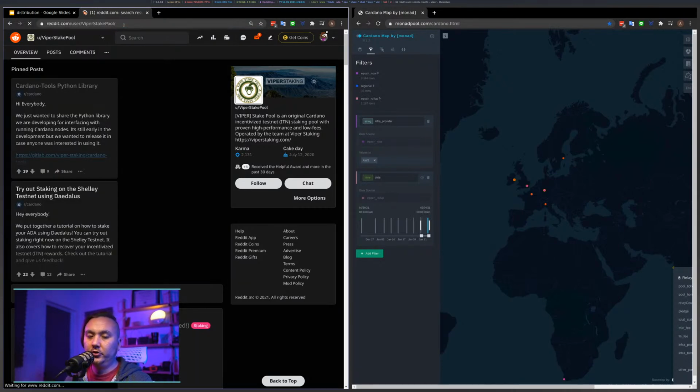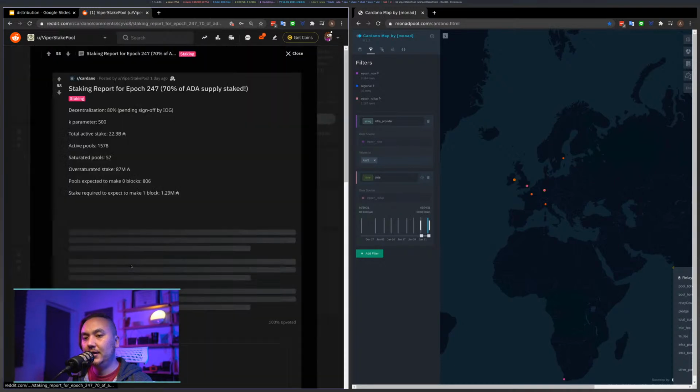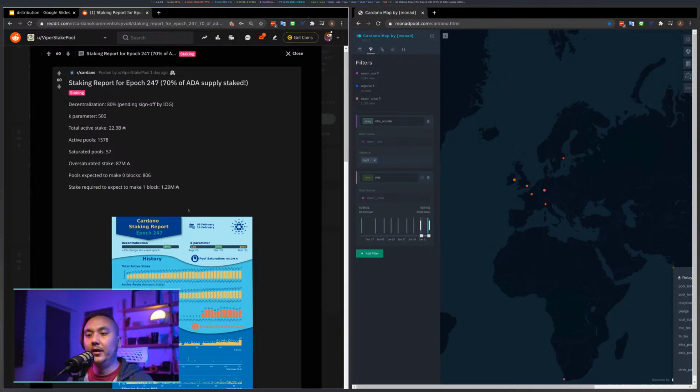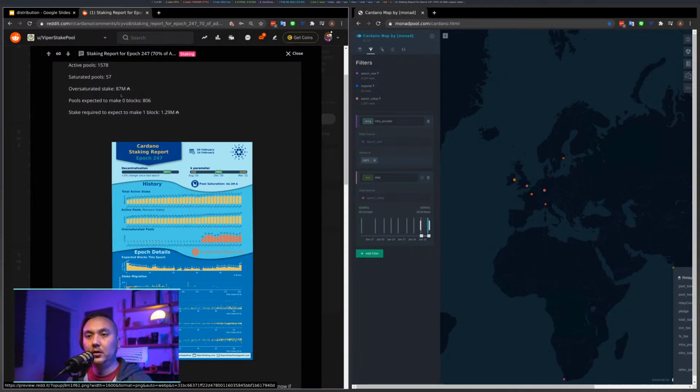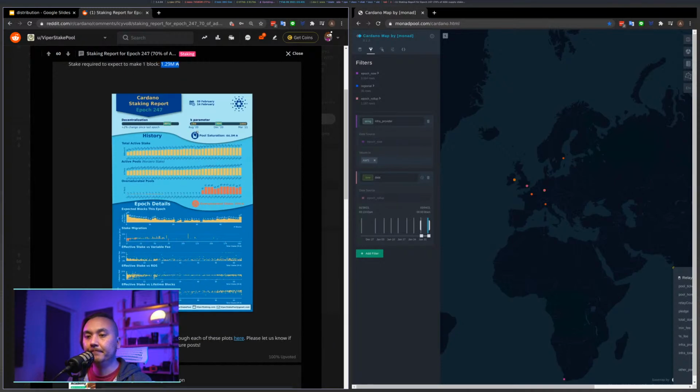K parameter won't change that. K parameter is supposed to make it so that people spread their ADA out more, right? So K helps small pools because it lowers the ceiling for how much ADA can be in any one pool, and the idea is that that should encourage people to spread their ADA out more, right? So I think right here, 1.29 million stake required to make one block, 1.29 million ADA.